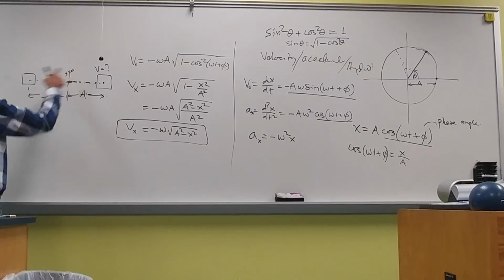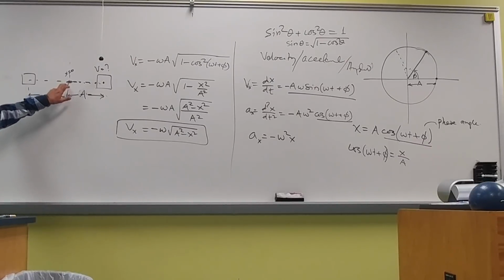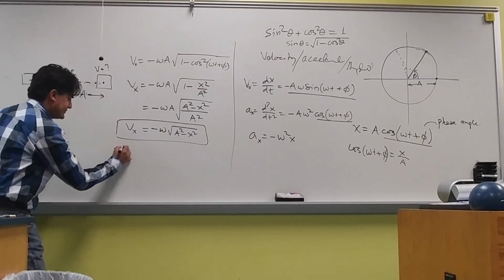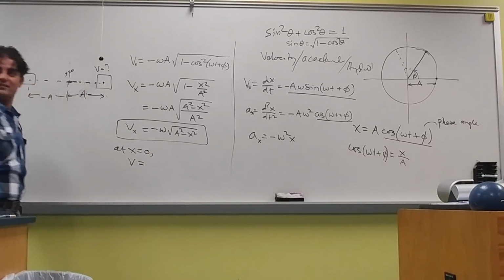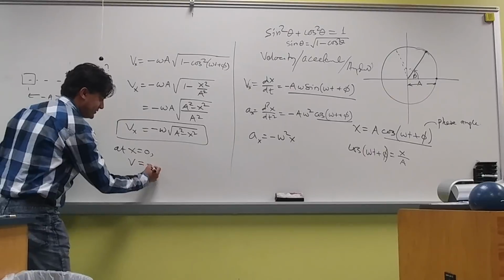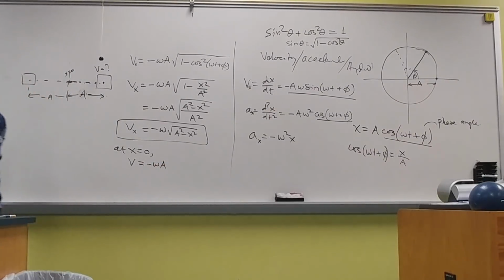So what about at x equals 0? What will be the velocity at x equals 0? At x equals 0, the velocity will be omega A, because A is a square. Yeah, look at the beauty here.